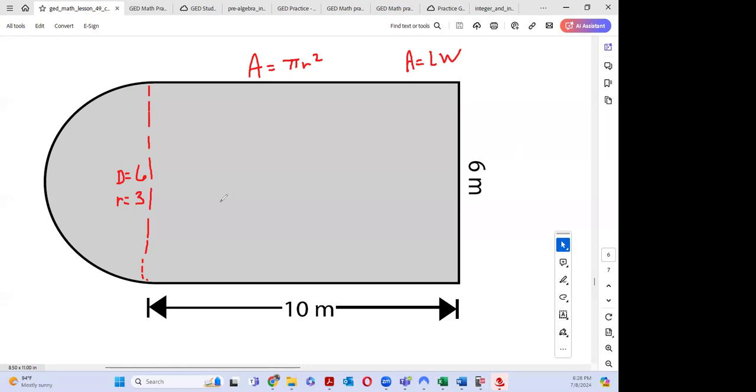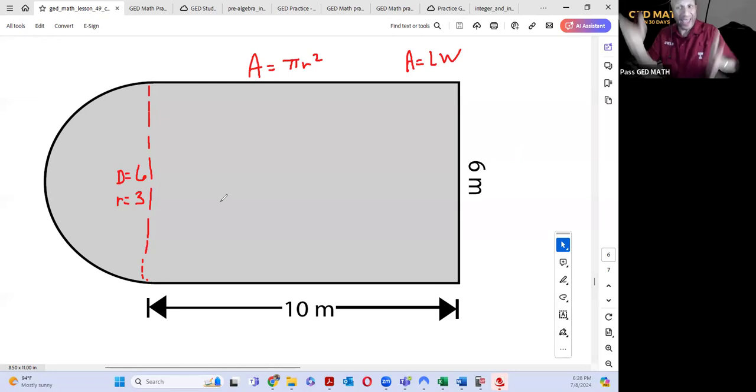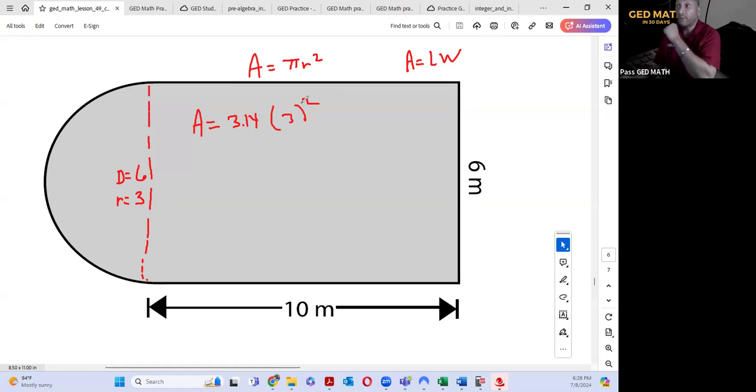Sorry, I was looking at the formula. You were plugging into the formula. So now, remember, that's a half a circle. First, we're going to find the area of the full circle, which is area equals 3.14 times 3 squared. You did jump ahead, but I know what you're talking about. The area of the rectangle is length times width, which is 6 times 10. This is 3.14 times 9, and this area is 60.